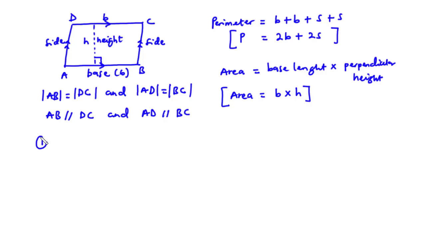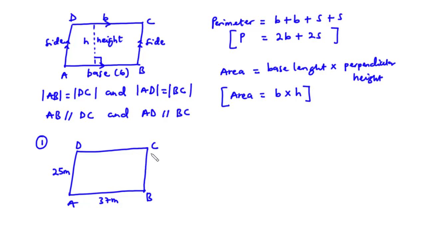Now, given that we have a parallelogram ABCD with a base length of 37 meters, and the side to be 25 meters. Assuming that the perpendicular height is 19 meters, we are going to find the area and the perimeter of this parallelogram.